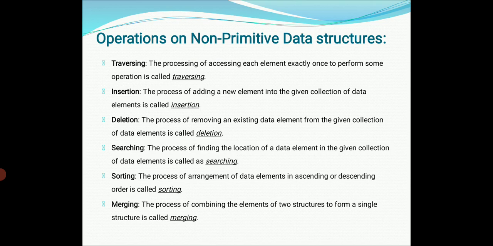Then sorting. Sorting is a process of arranging the elements either in ascending order or in descending order. This process is called sorting. The last is merging. It's a process of combining the elements of two structures to form a single structure. We can call it merging. So these are some of the operations which are performed on the non-primitive data structure.